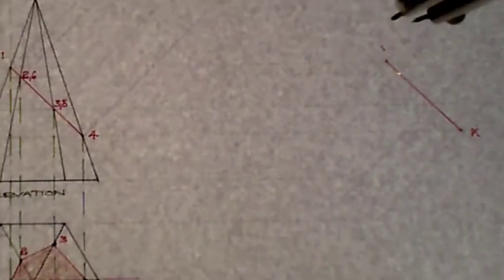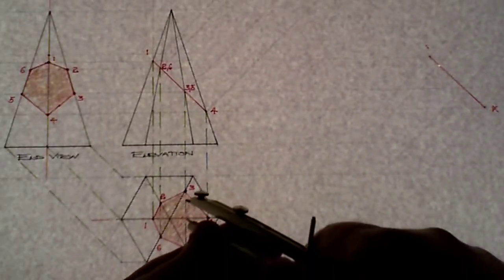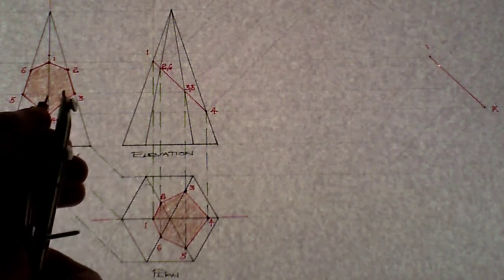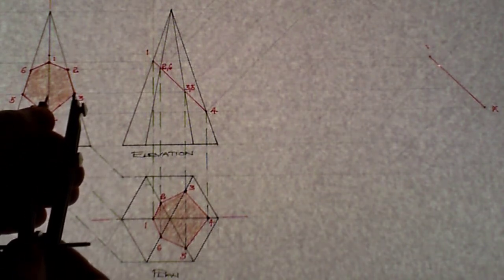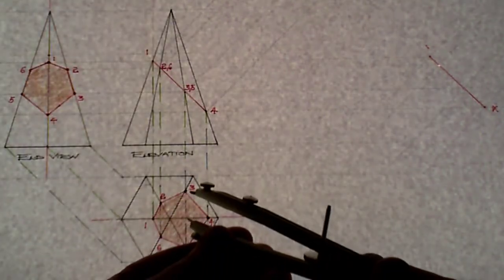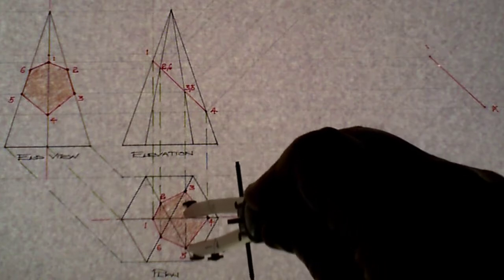Okay, so I'm going to swivel that around from that center line there, 2 and 6. And then do the same with here, points 3, 5, should be the same here, 3 and 5, and I swivel that around.